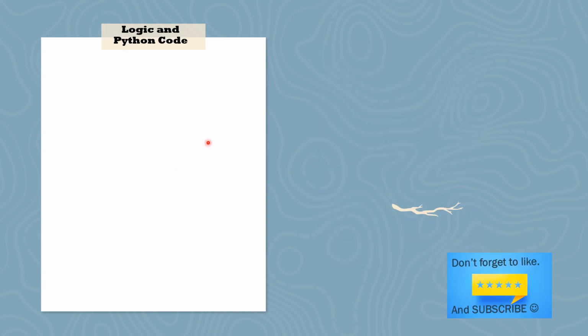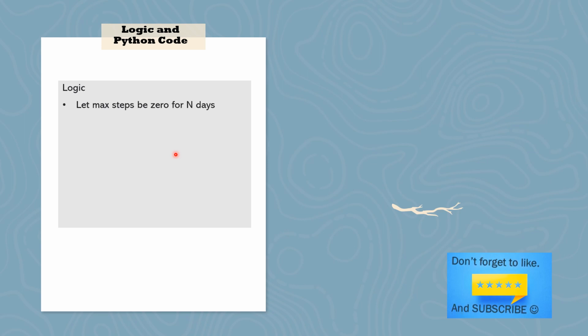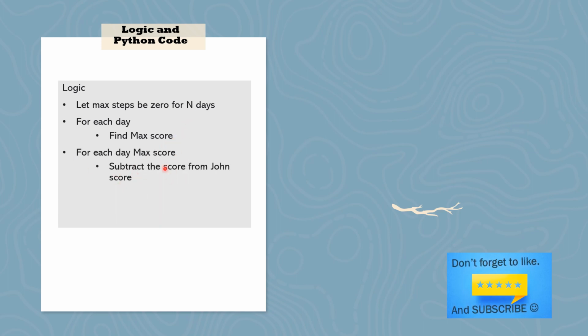So as per this logic, we are to find the maximum steps for all the days, and we have to compare it with John's. For every day, find the maximum score, compare it with John's and subtract it. After subtracting, we get one more array, and we add them all together. That will be your answer.